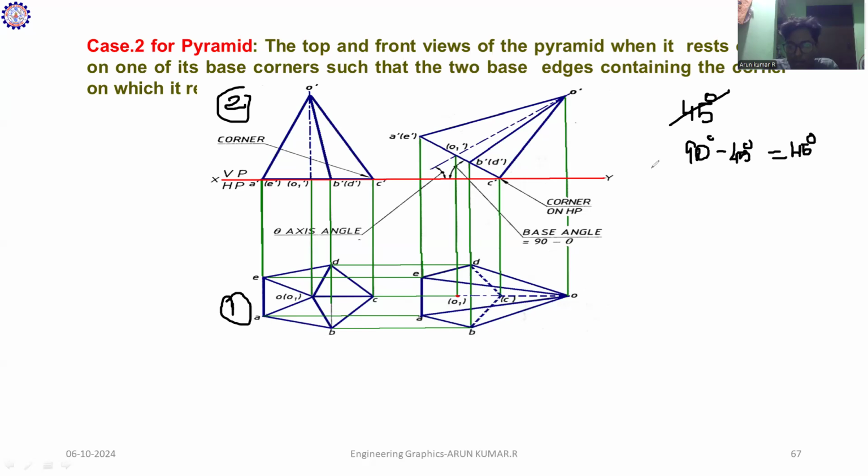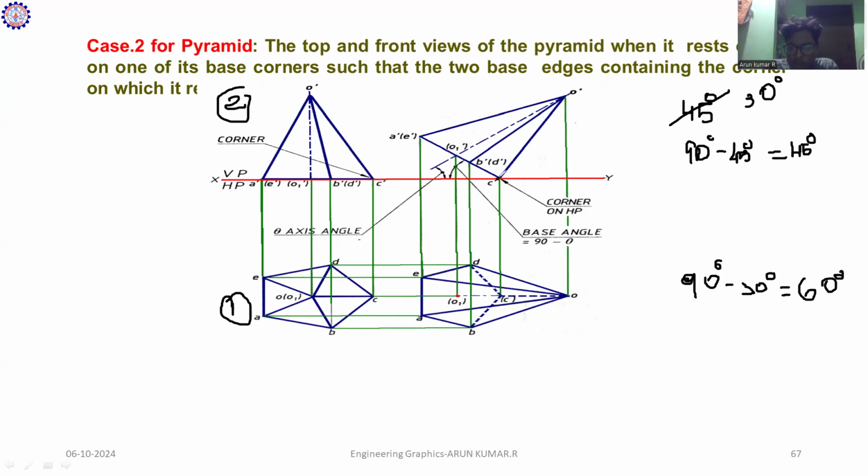Now consider, for example, that 30 degrees is given in your problem. Then 90 degrees minus 30 degrees gives 60 degrees. This is the angle you got: 60 degrees. The next step is to place a point on any reference line.